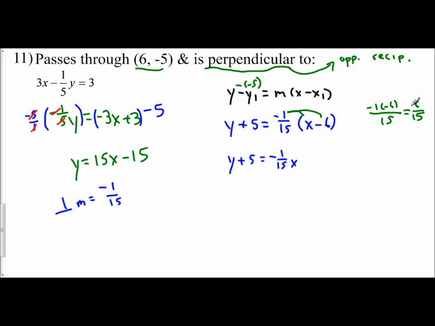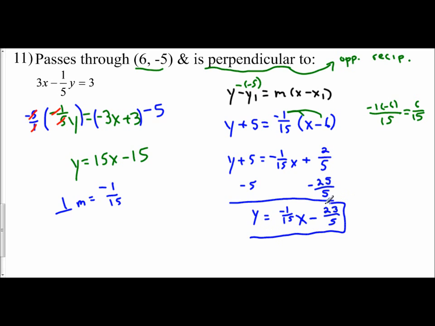So 6 divided by 15, which can be simplified. 3 goes into 6 twice. 3 goes into 15 5 times. So I get 2/5. And now I subtract my 5 from both sides. And when you're subtracting, it's nice to have a common denominator with your fractions. So when I'm subtracting 5, I'm really subtracting 25/5. And so y equals -1/15 x, and then 2 minus 25 is -23. So the equation of the line is y equals -1/15 x minus 23/5.